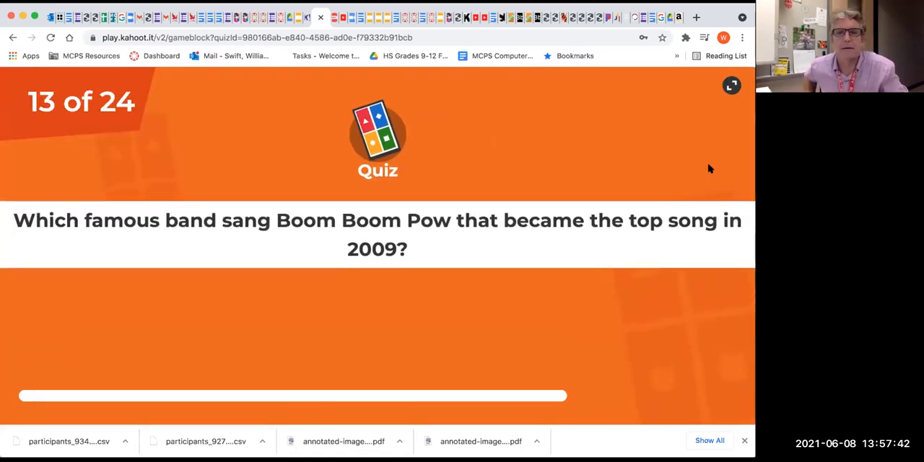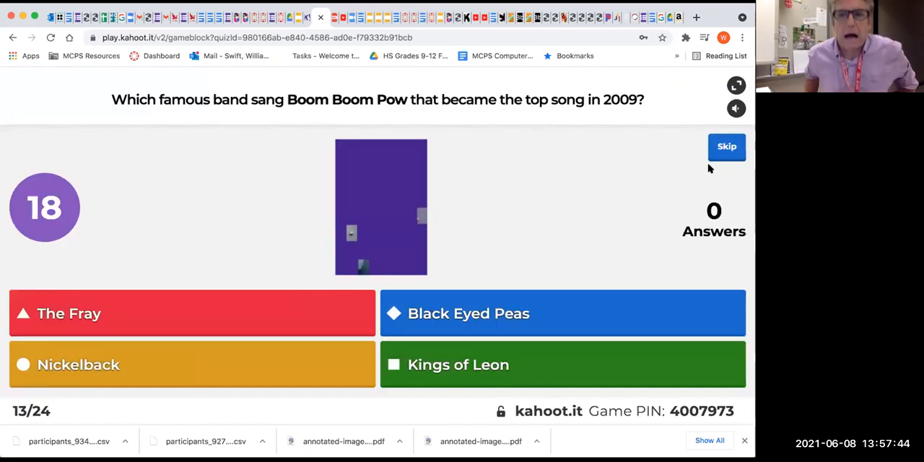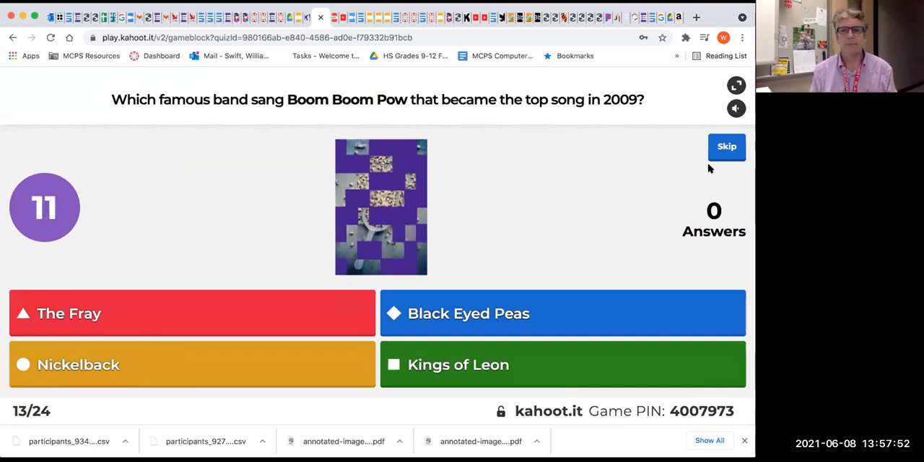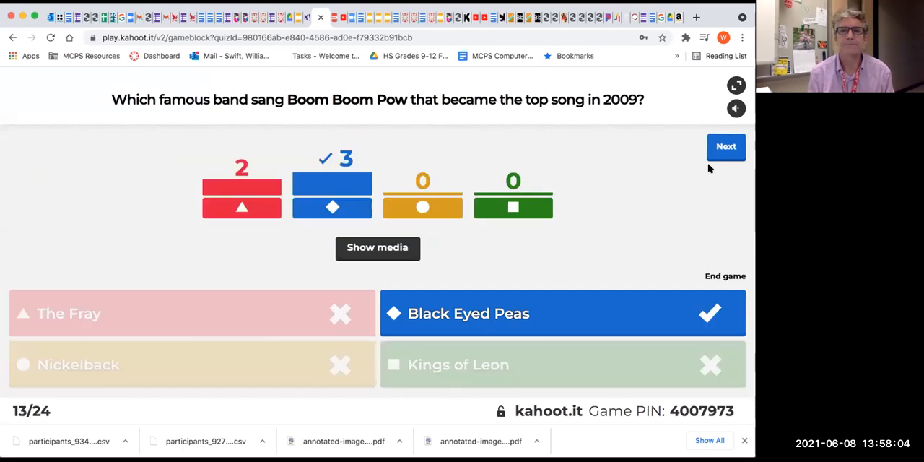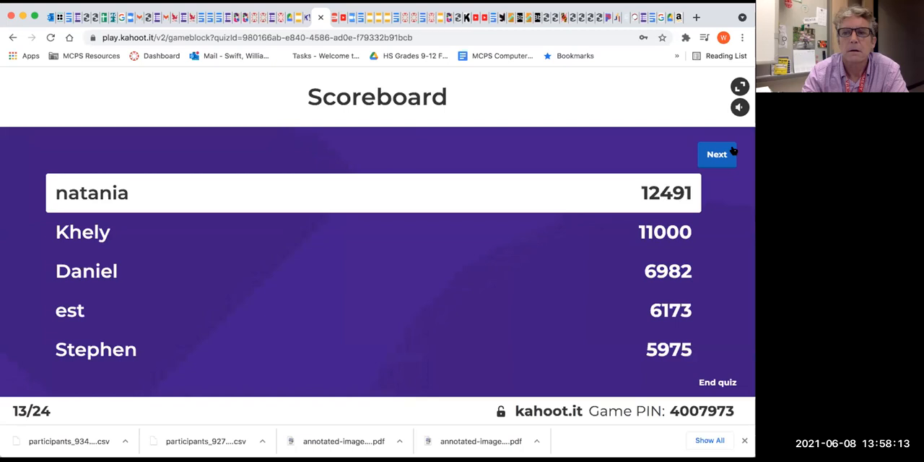Which famous band sang Boom Boom Pow? Never heard of it? It can't be Nickelback. I'm going to go with the Fray. It ain't the Black Eyed Peas. Oh, it is Black Eyed Peas. That's what you're looking at there. Them's Black Eyed Peas. Nice job. All right, it's still neck and neck.